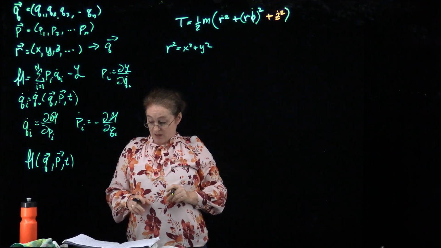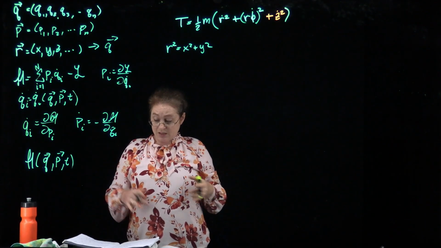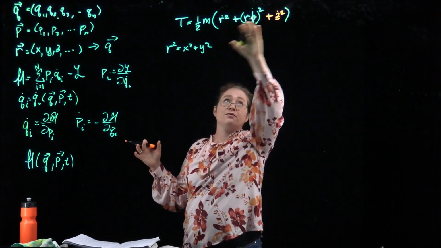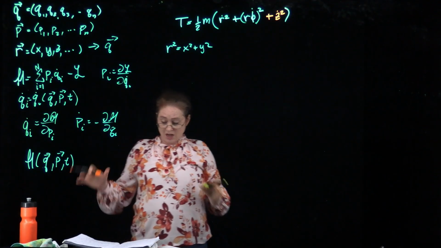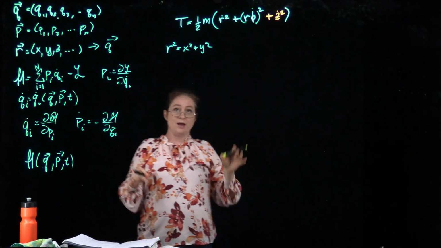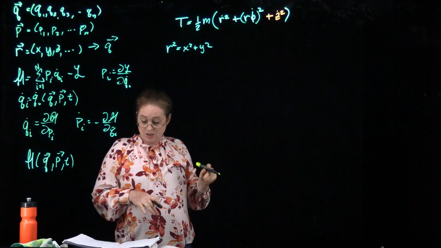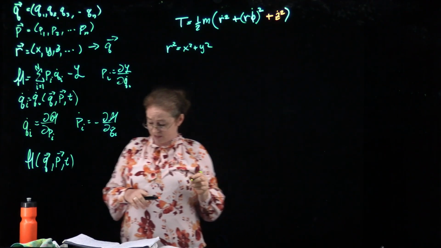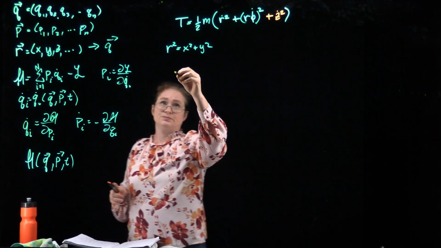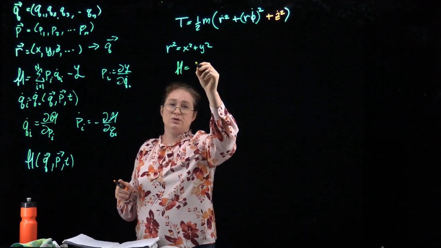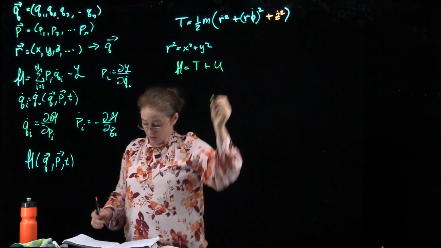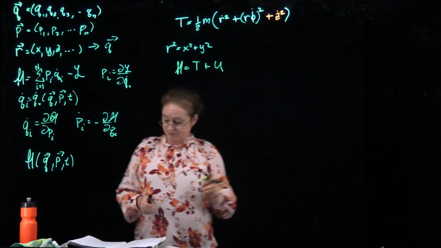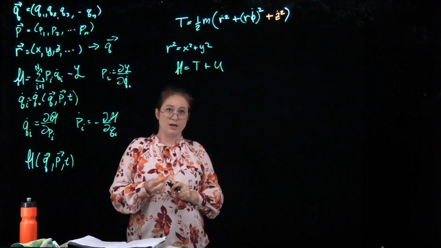All right. The mapping between r, phi, and z to x, y, and z is constant. So we have no explicit time dependence, and our Hamiltonian is then the energy. Hamiltonian is T plus U. And then we can write our momenta.